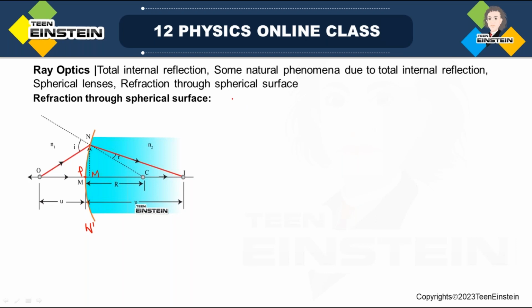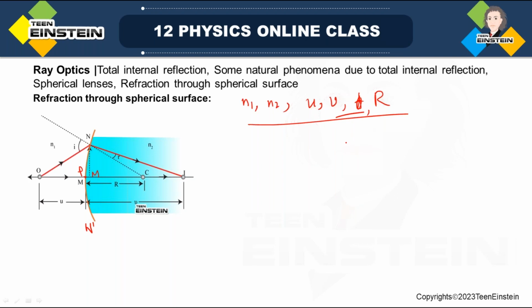While deriving, what we are going to do is see the relationship between the different refractive indices, n1 and n2, object distance, image distance and focal length, or maybe radius of curvature.